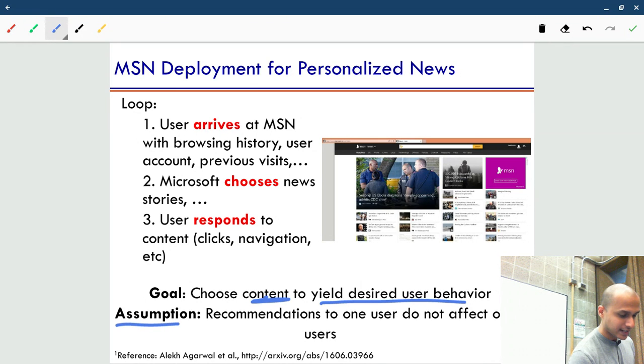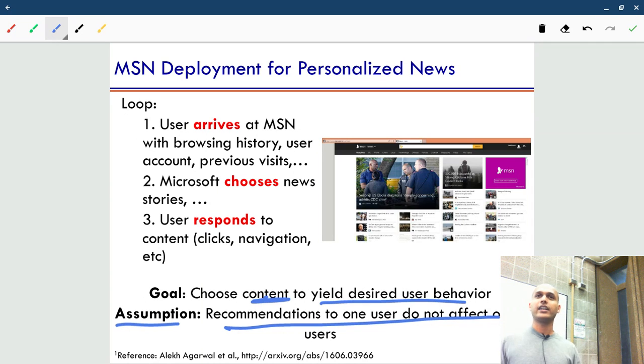And the assumption, as I was telling about the previous slide, is that recommendations to one user do not affect other users. Okay, today I recommended badly to some user. It's not going to influence the other users that I'm going to see in the next second, next 2 seconds, next 3 seconds, or even tomorrow. Okay, because maybe I have tons of users and they don't talk to each other. Maybe. Okay.